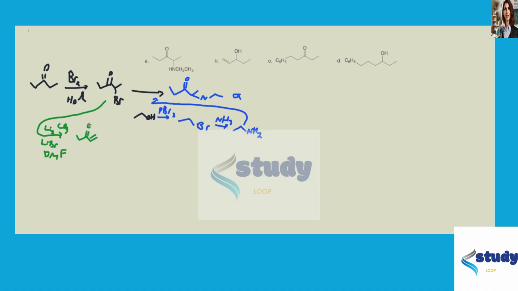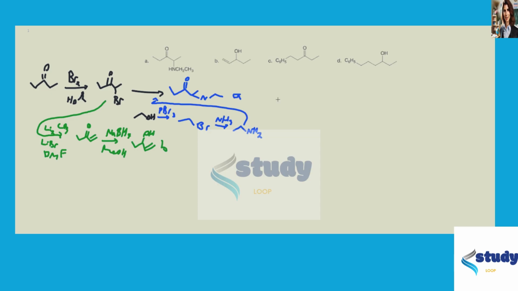And then all we need to do is just reduce this ketone into an alcohol using a mild reducing agent, sodium borohydride, in methanol. And this gives us product B.